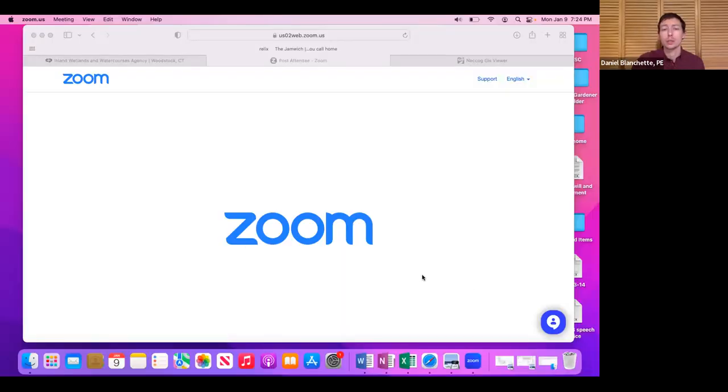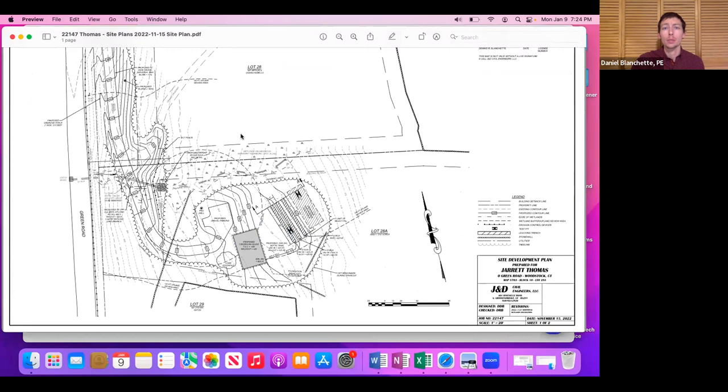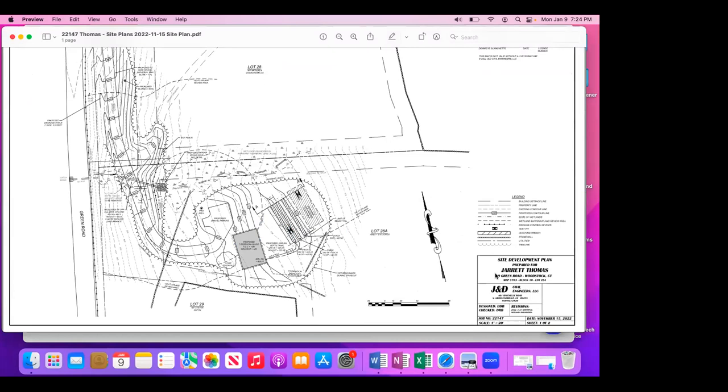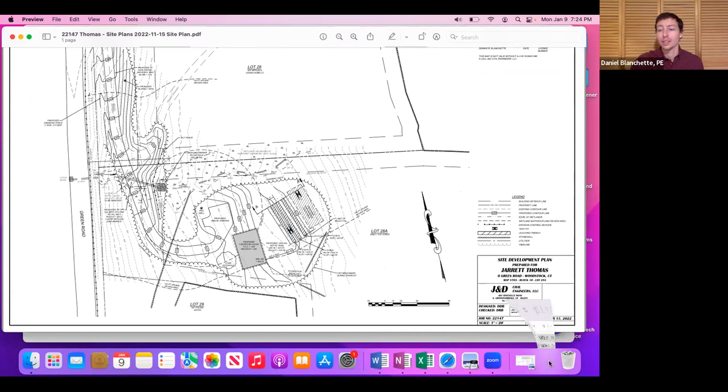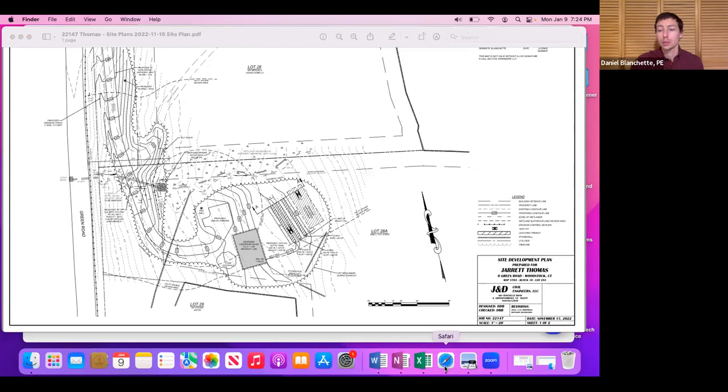My name is Daniel Blanchett. I'm a licensed civil engineer. I'm here representing the applicant, Jarrett Thomas. Let me see if I can share my screen. Is that working? Can people see that? Yes. Excellent. All right. Actually, let me go back up a hair.